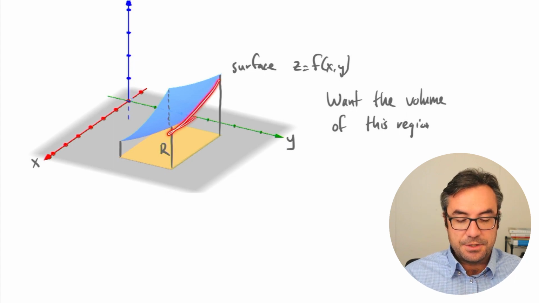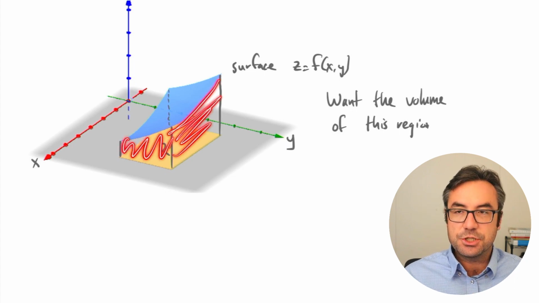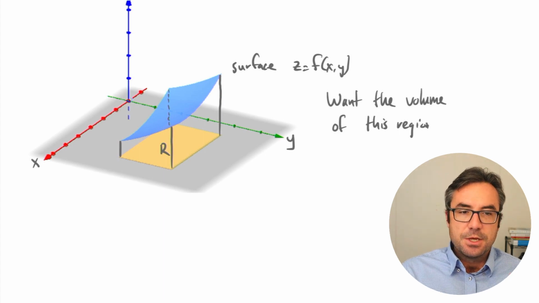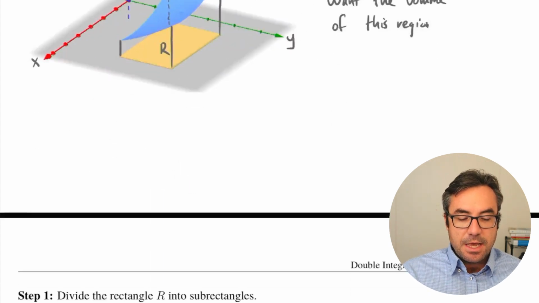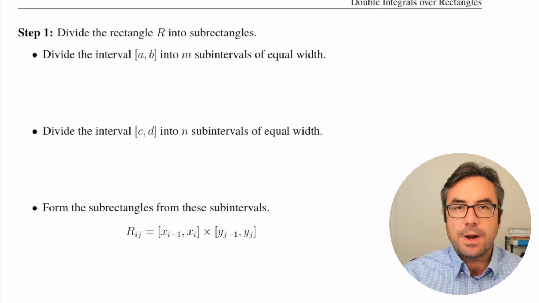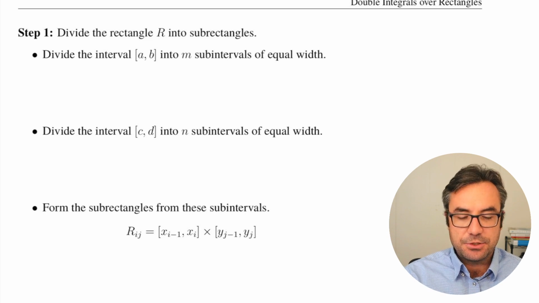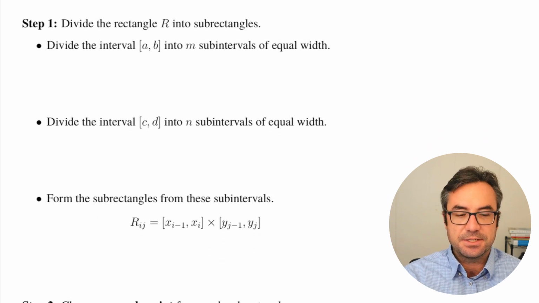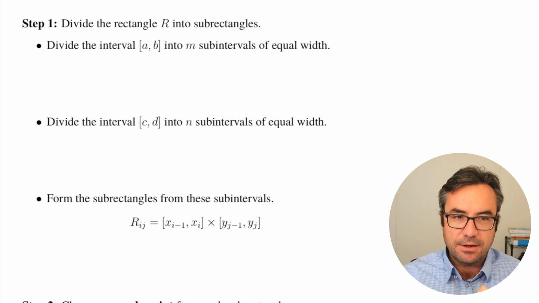So we have all this space here, and we want to figure out how much there actually is. So the idea is we're going to look at that rectangle first, and we're going to break that little rectangle up into a bunch of tiny little pieces, which we're going to call subrectangles.